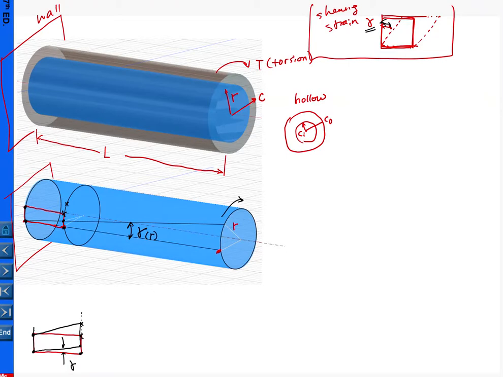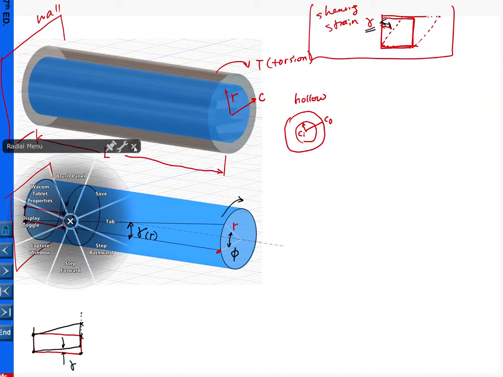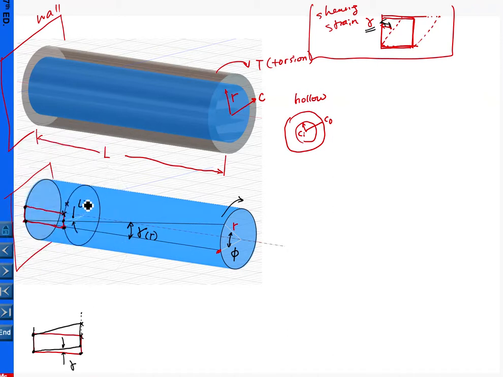To get further information, let me denote this angle here as capital Phi, and this small angle here, which denotes the rigid body rotation of this cross section, I will denote with lowercase phi.